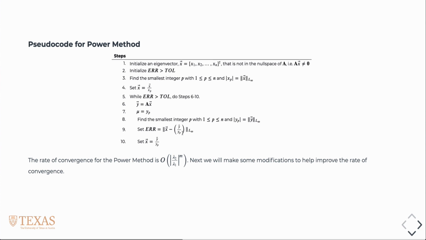We proceed through this loop until error reduces below some tolerance, and then we break out of that loop, at which time our value of mu would be the largest eigenvalue, and the value of x would be the associated eigenvector, where the largest value in x is 1. The rate of convergence for the power method is equal to this. We're going to skip the details of that.